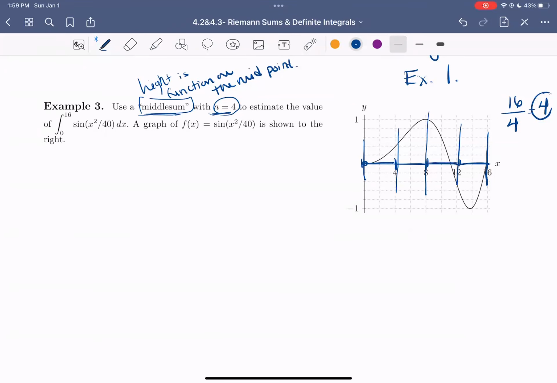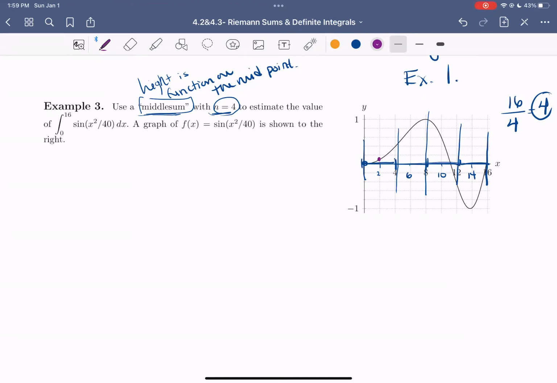The middle value will occur from 0 to 4, at 2. For 4 to 8, the middle value will be 6. For 8 to 12, the middle value will be 10. And for 12 to 16, the middle value will be 14. Then we need to compute the function value at each midpoint. So let's first just draw those in.